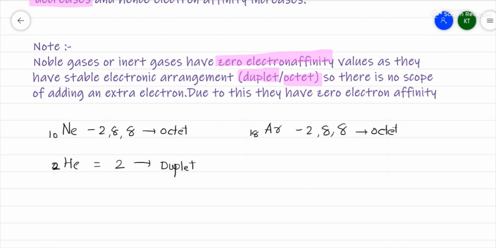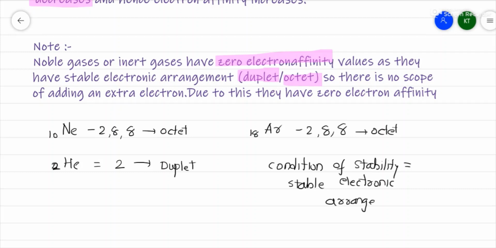Now having an octet or duplet is a condition for stability. That means I can use another word for this: they have a stable electronic arrangement. Due to this stable electronic arrangement, they do not show any tendency to lose, gain or share electrons. So they do not gain any electron. There is no scope for addition of any extra electron. When you don't have any scope for addition of an extra electron, no energy is released. Hence their electron affinity value is 0.